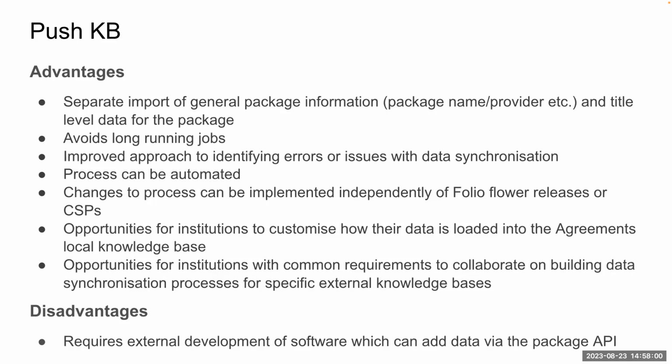So actually what we intend to do is to surface that data much more on the package or title level in Folio. If you look at a package record in Folio, you'll see if there were issues when we last synchronized it, rather than that being done by a big log of everything that went wrong or everything that went right. By externalizing this, we'll be able to make changes to the process. As long as that push KB interface is okay, any changes to the process outside of that, we can do independently of Folio releases or CSPs, so you're no longer tied into that release cycle.